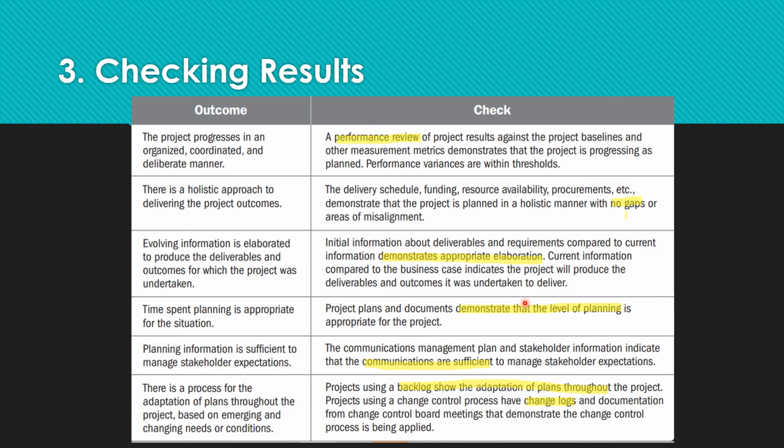Right? By checking the current information and planning, you need to understand that the planning is done in a progressively elaborative manner. It is covering all the required deliverables for a particular phase. Right? And it demonstrates that the level of planning is appropriate for every phase of the project or every life cycle. Do you have the required level of planning done at every stage? Do you have the required project plans and documents available, right?